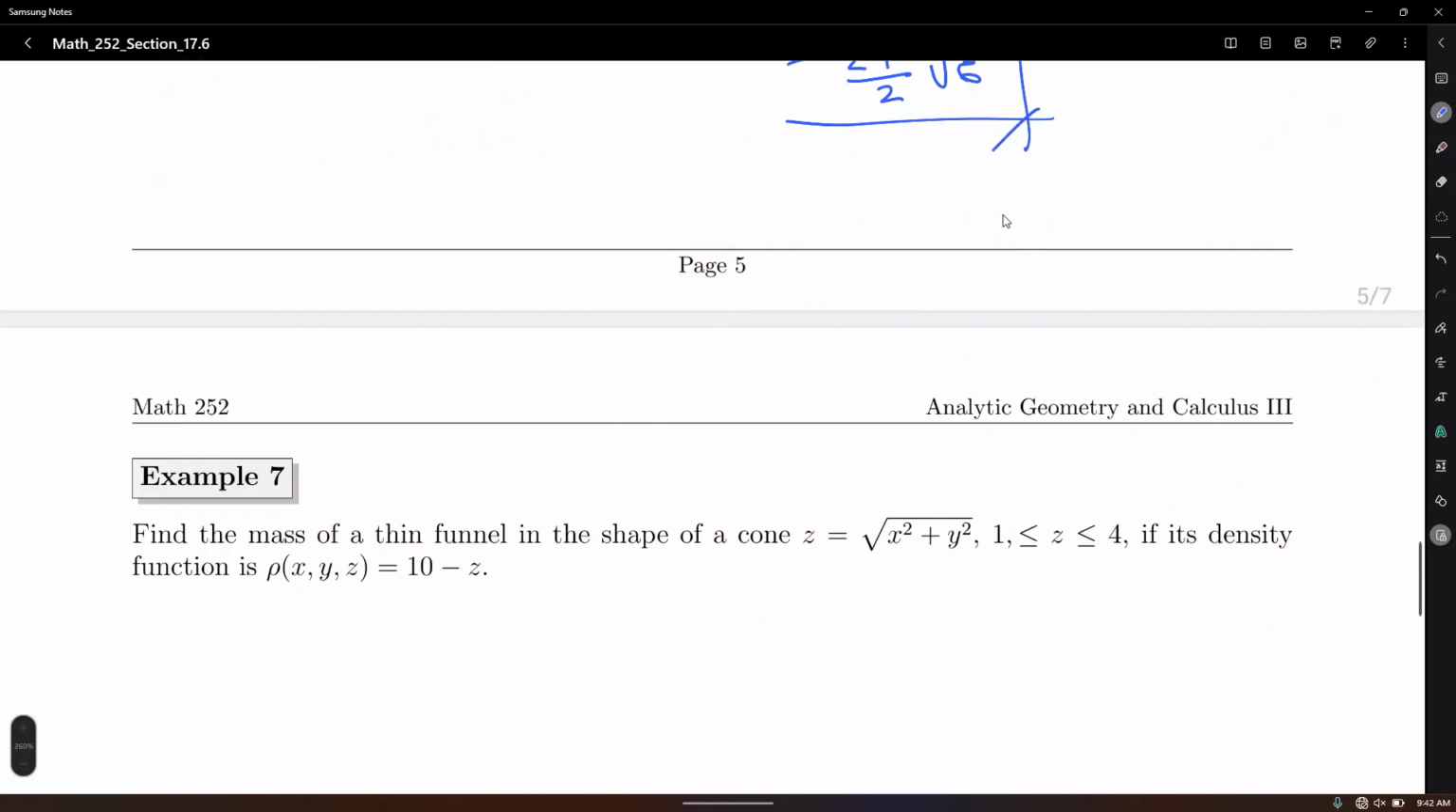So now we're going to go directly to the context. A, find the mass of a thin funnel in the shape of a cone, where z varies between 1 and 4, if its density function is 10 minus z. Okay, cone, circular. I think you guys can anticipate what we are going to do as far as the integration, right? What do you think we're going to do later?